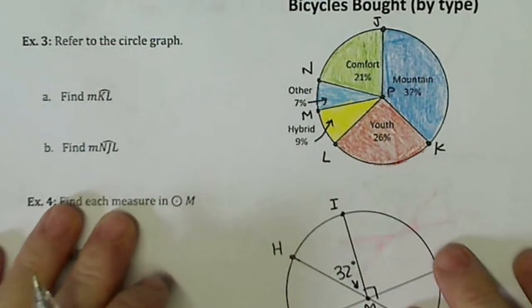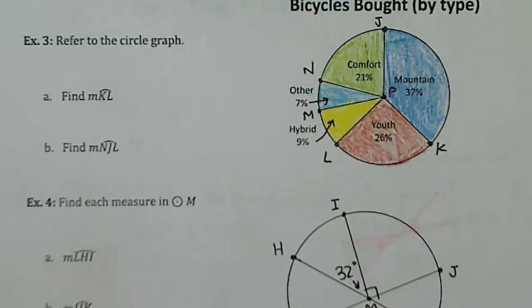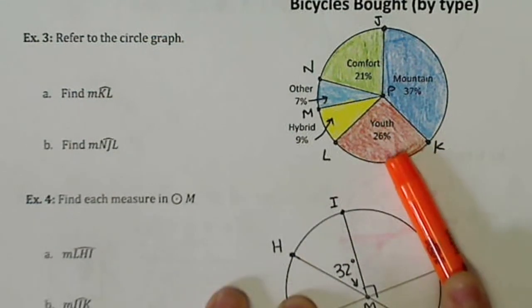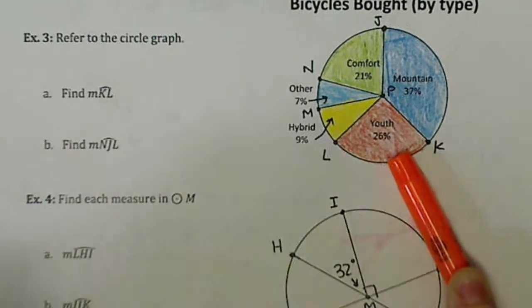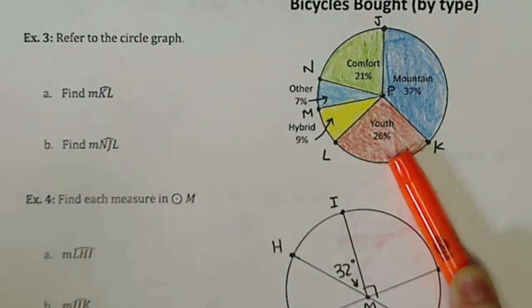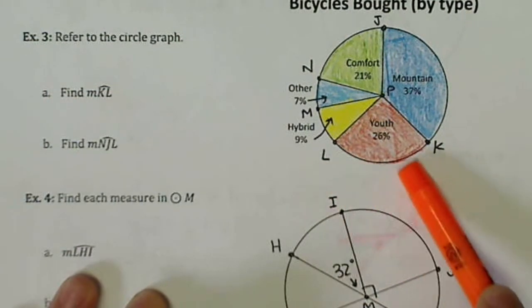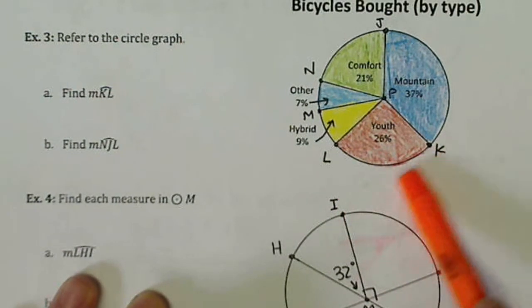Example 3, let's remember back to pre-algebra when we talked about circle graphs. I want to find the measure of KL. KL is this red section of the graph. Now that does not mean the percent. It means the measure of the arc. How many degrees is this arc or the central angle?